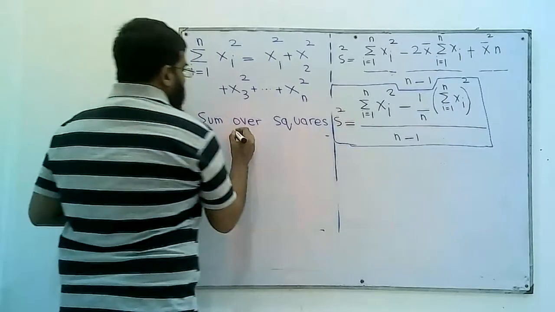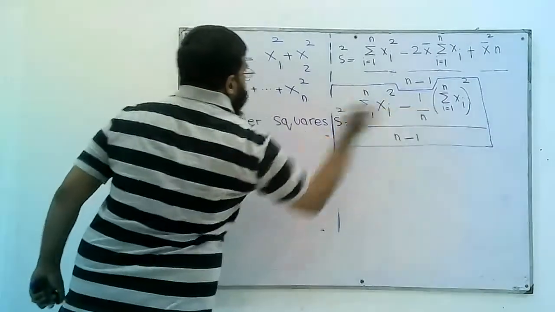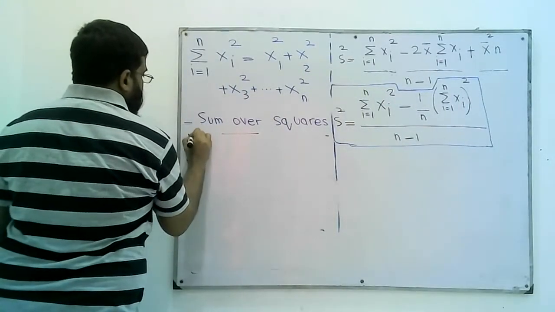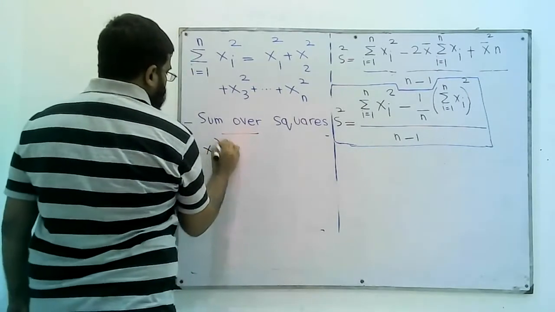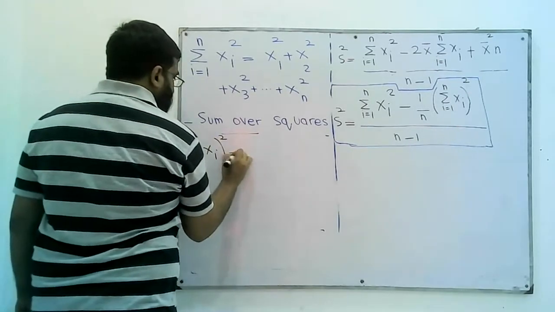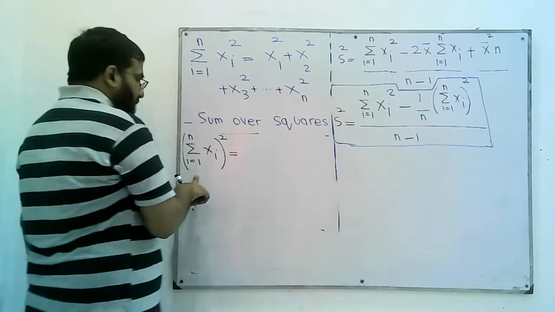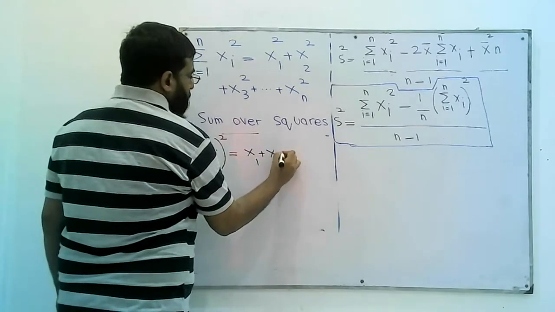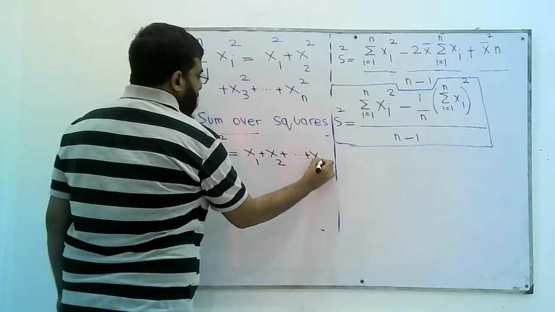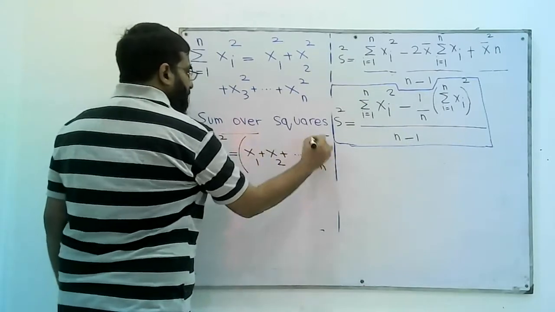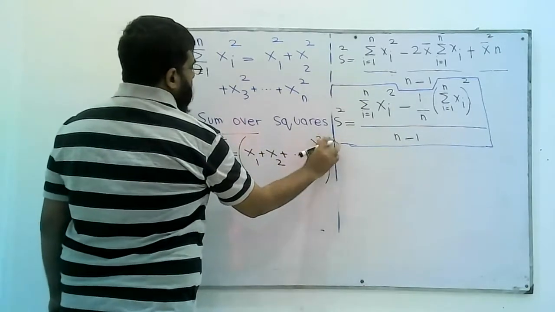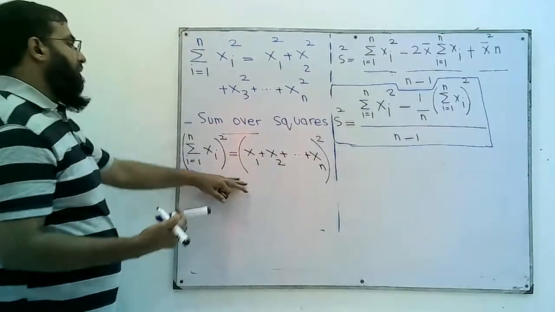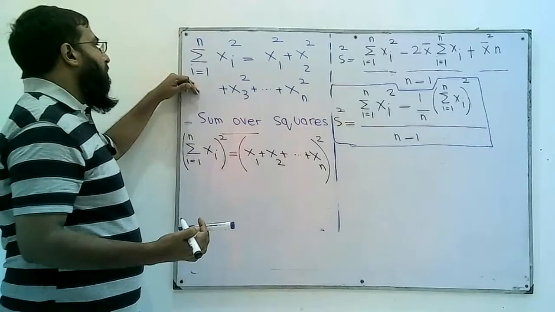Right. Let's see what this second term means. This means summation 1 to n xi, squared. This means we have to first expand this summation operator, x1 plus x2 plus x3 plus xn, and once we compute the sum, we square it. So it's a bit different. It's obviously a different operation compared to this.